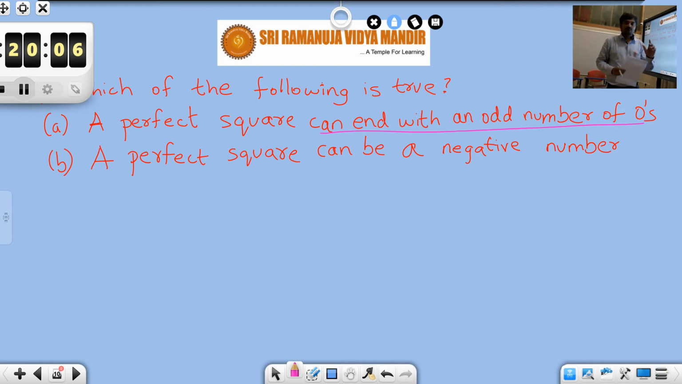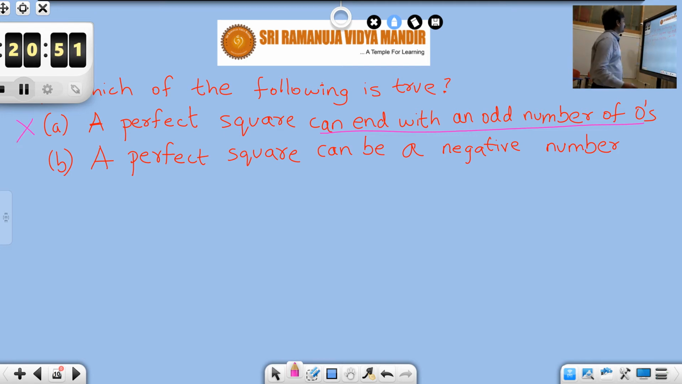Students, firstly, I have discussed when a number ends in 0, its perfect square also ends in 0. But a perfect square always ends in an even number of zeros. If the number ends in 1 zero, its perfect square ends in 2 zeros. If a number ends in 2 zeros, its perfect square will end in 4 zeros. So the perfect square always ends in double the number of zeros as compared to the number of zeros in the given number. So basically, if you read this statement, a perfect square can end with an odd number of zeros. This statement is wrong.